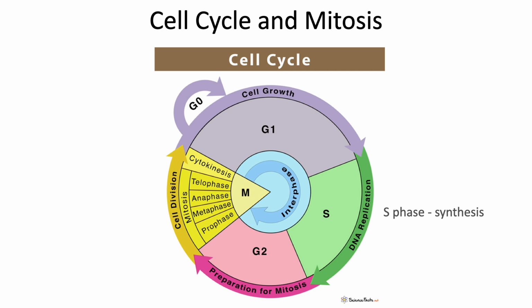S phase, when I think S for S phase, I think S for synthesis. This is where a cell is duplicating its DNA because of course it's going to need to duplicate it if there's a round of cell division coming up. So S phase is for synthesis. It's where you get a duplication of the DNA.